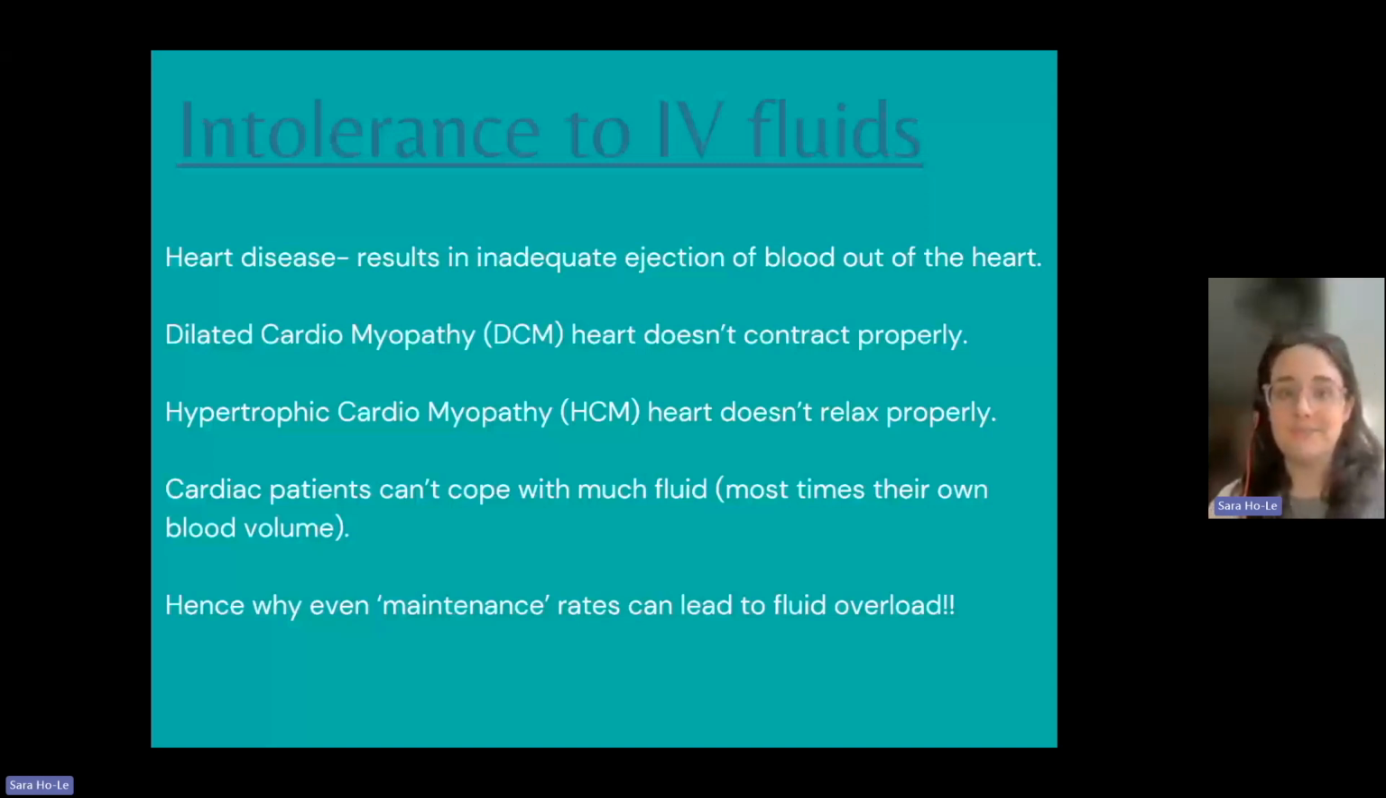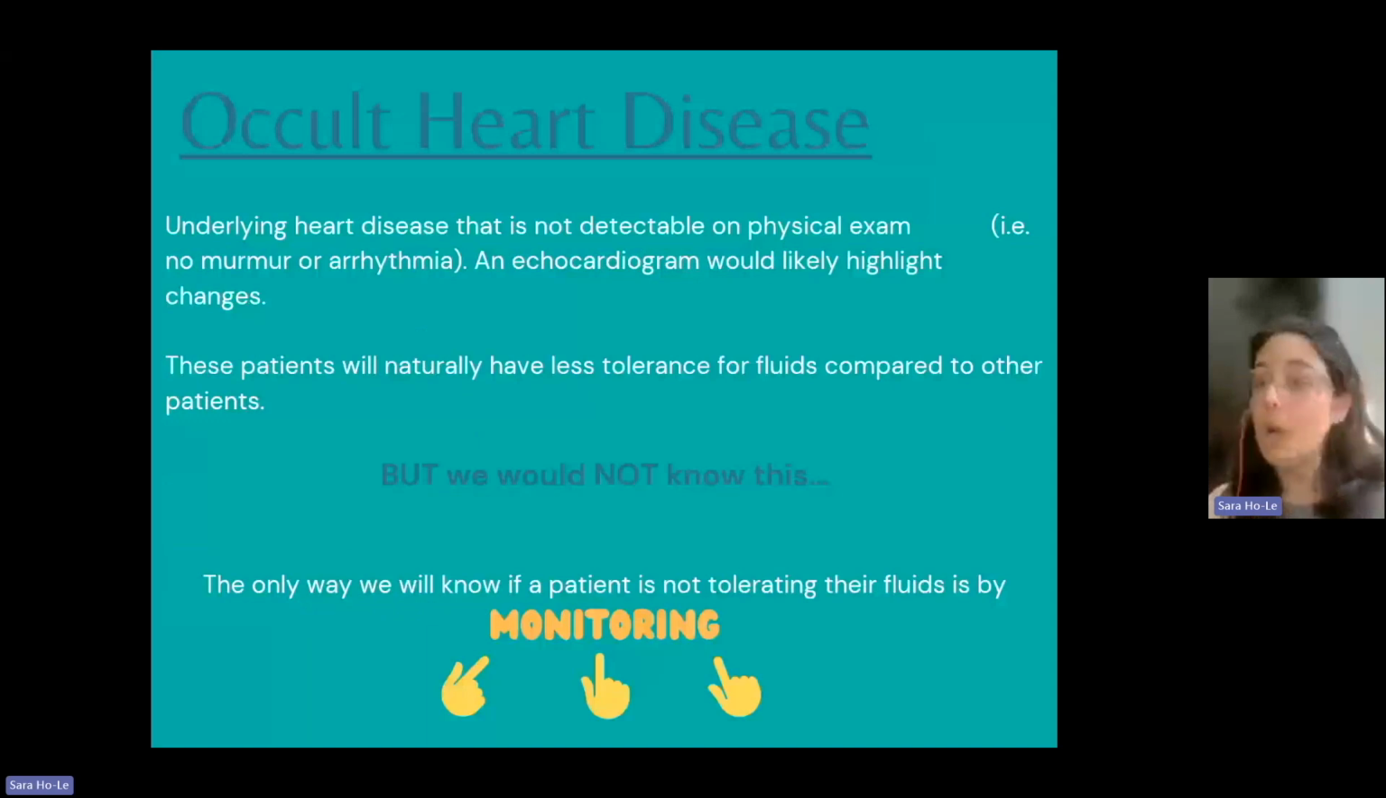And let's just take a moment to talk about occult heart disease. This is underlying heart disease that is not detectable on physical exam, i.e. there's no murmur and there's no arrhythmia, just like what we were talking about earlier. The only way you could possibly pick this up is doing an echo on the heart before the patient starts fluids. Now, that just simply isn't going to happen. It's just not practical. The easier thing to do is just to monitor and report signs that our patient isn't coping with the fluids and report them early.